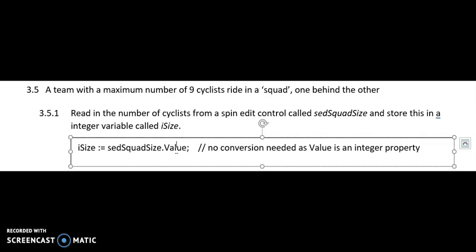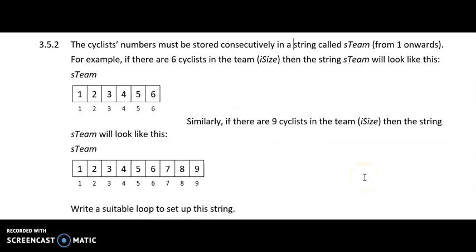So I've got the size. In the spin edit, it's nice because you can set the range that the person can input. So they can only input from 1 to 9, or from 2 to 9 because you want a squad. It doesn't really make sense if there's only one person in it. So you could set that all up so there would automatically be some error checking in the control itself. But they don't tell us to check for anything, so we're just accepting that that's the correct value that comes in.